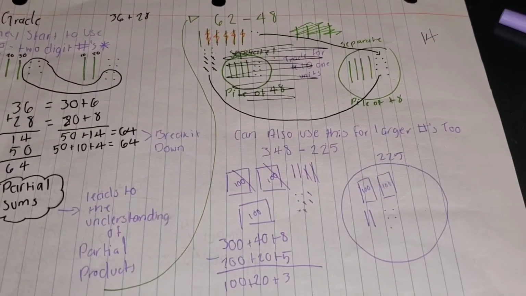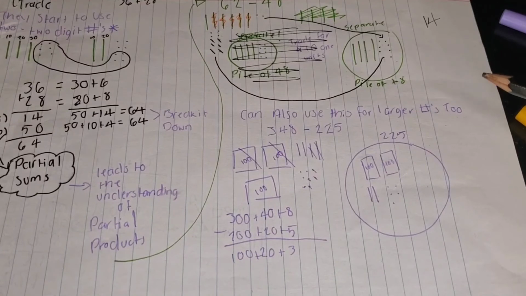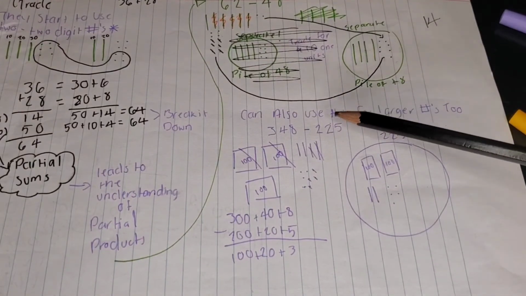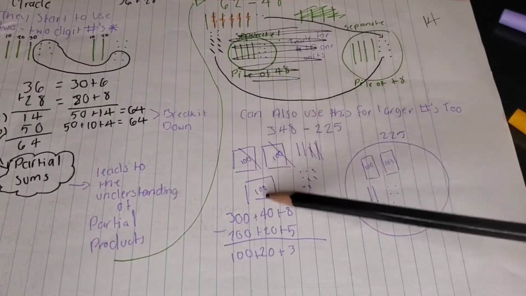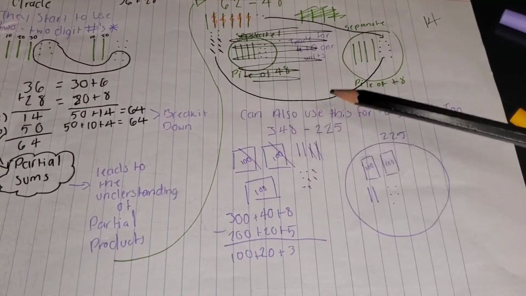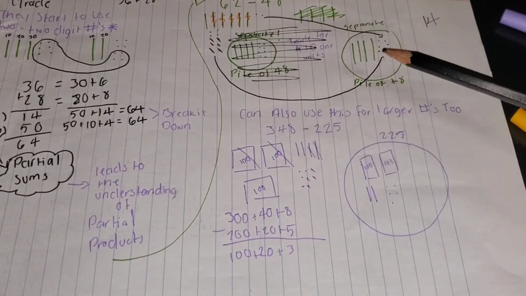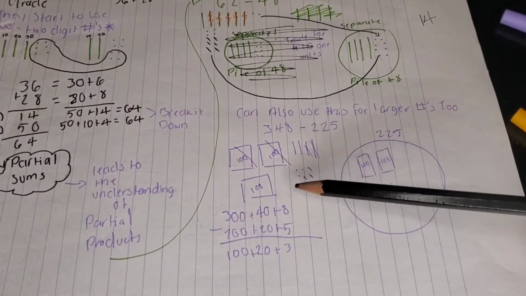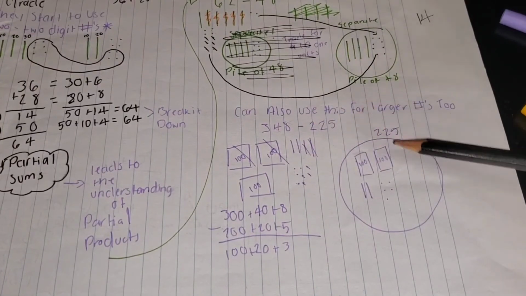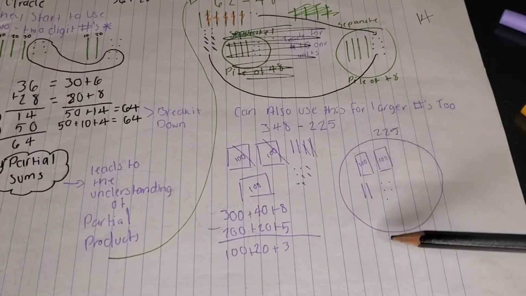And you can also use this regrouping method for larger numbers too. So this is what I showed down here. So we went ahead and did 3 100s, to represent the 300. We did 4 10s to represent the 40, and 8 ones to represent the ones, so the 8. And in here, we have to put 225.